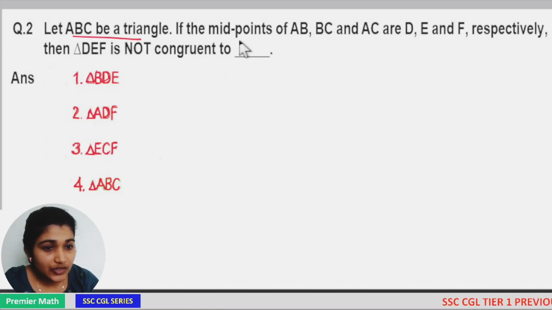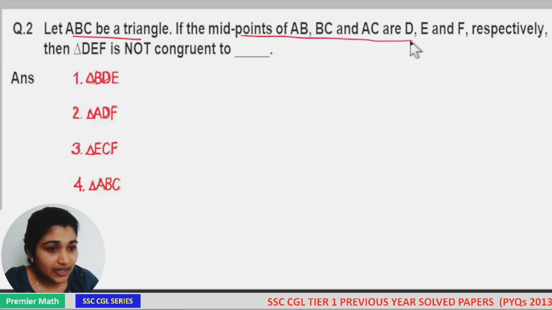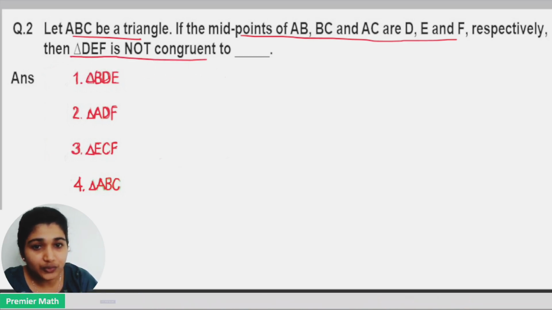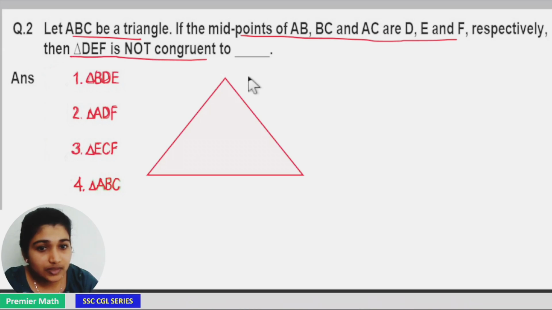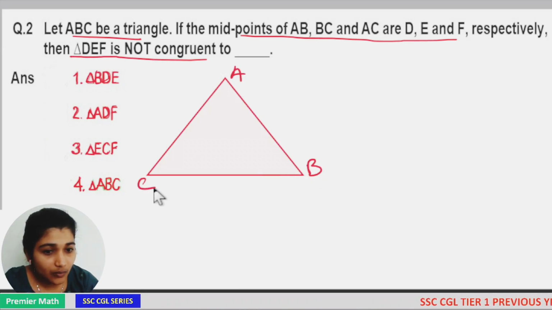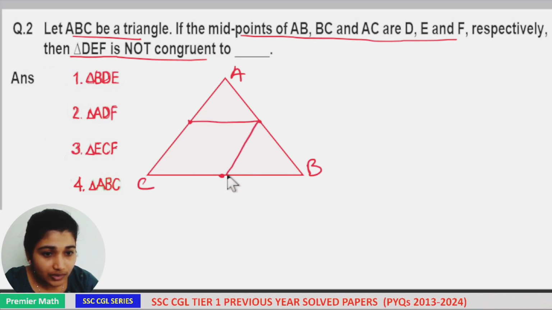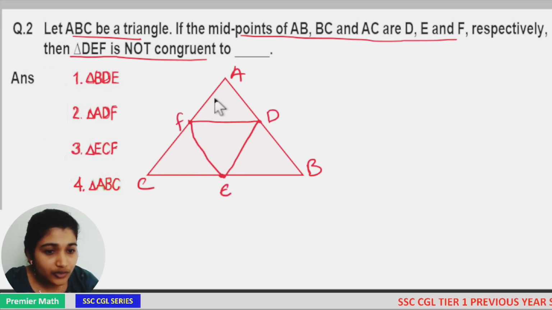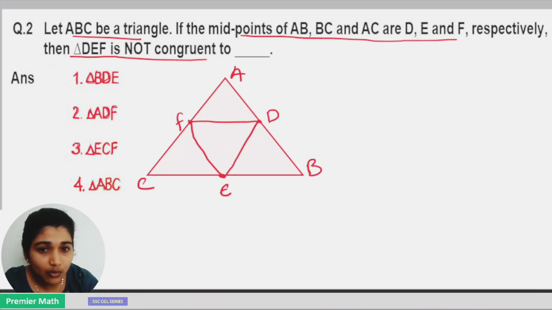Let ABC be a triangle. If the midpoints of AB, BC, AC are D, E and F respectively, then triangle DEF is not congruent to. Here, this is the triangle ABC. Now, midpoints of AB, BC and AC are joined to form a triangle DEF. Now, here triangle DEF is not congruent to triangle ABC because the sides of DEF are not equal to the sides of triangle ABC. So, option 4 is your answer.